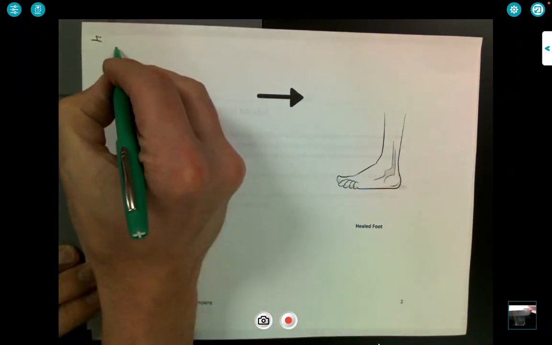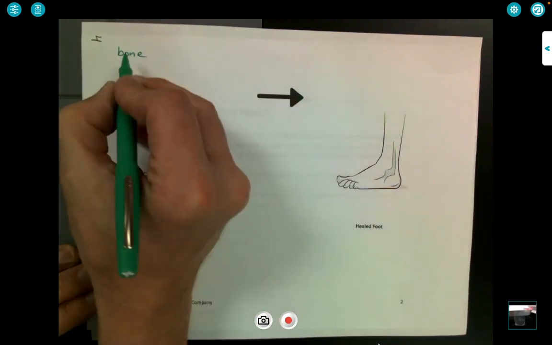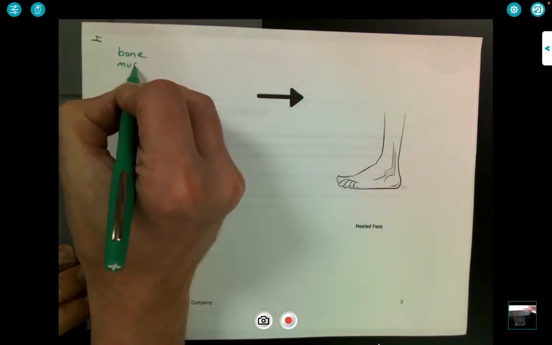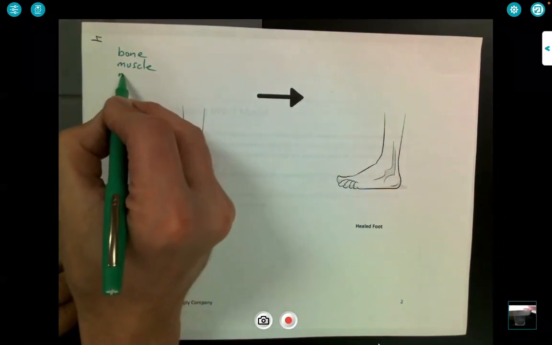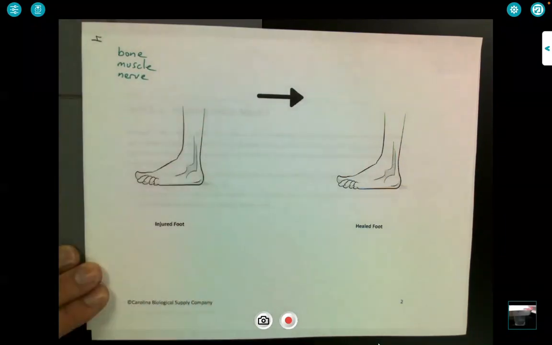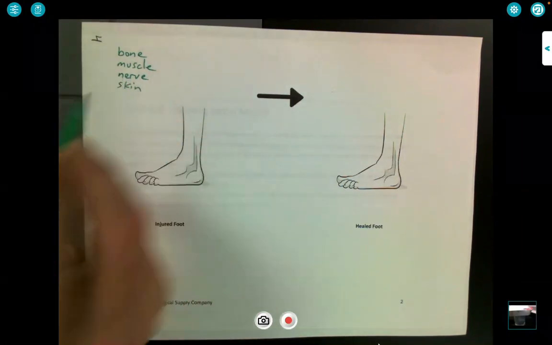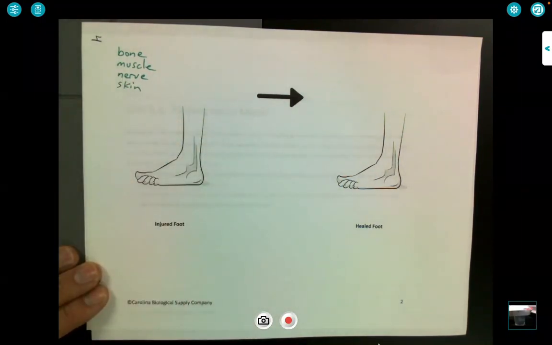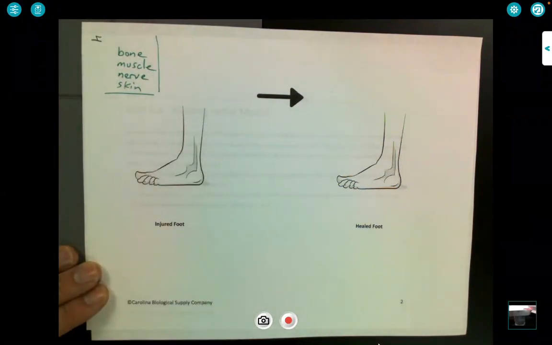So we want to focus on bone. So we had two broken bones. There's some muscle. He wasn't able to move his foot around completely the way he wanted to. He couldn't feel the top of his foot, so there's some nerve damage. And then they had to do some stitches in the skin, so some of the skin was damaged. So this is just to show what was actually damaged in his foot.